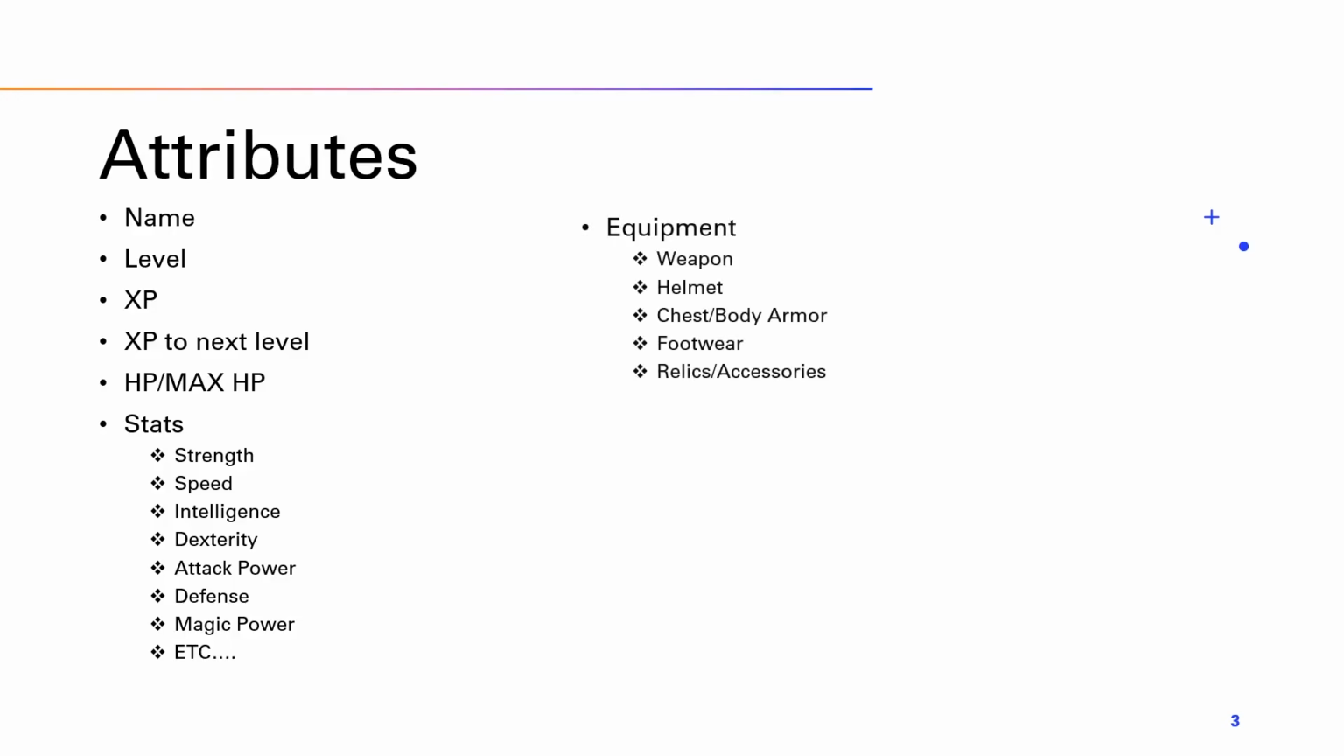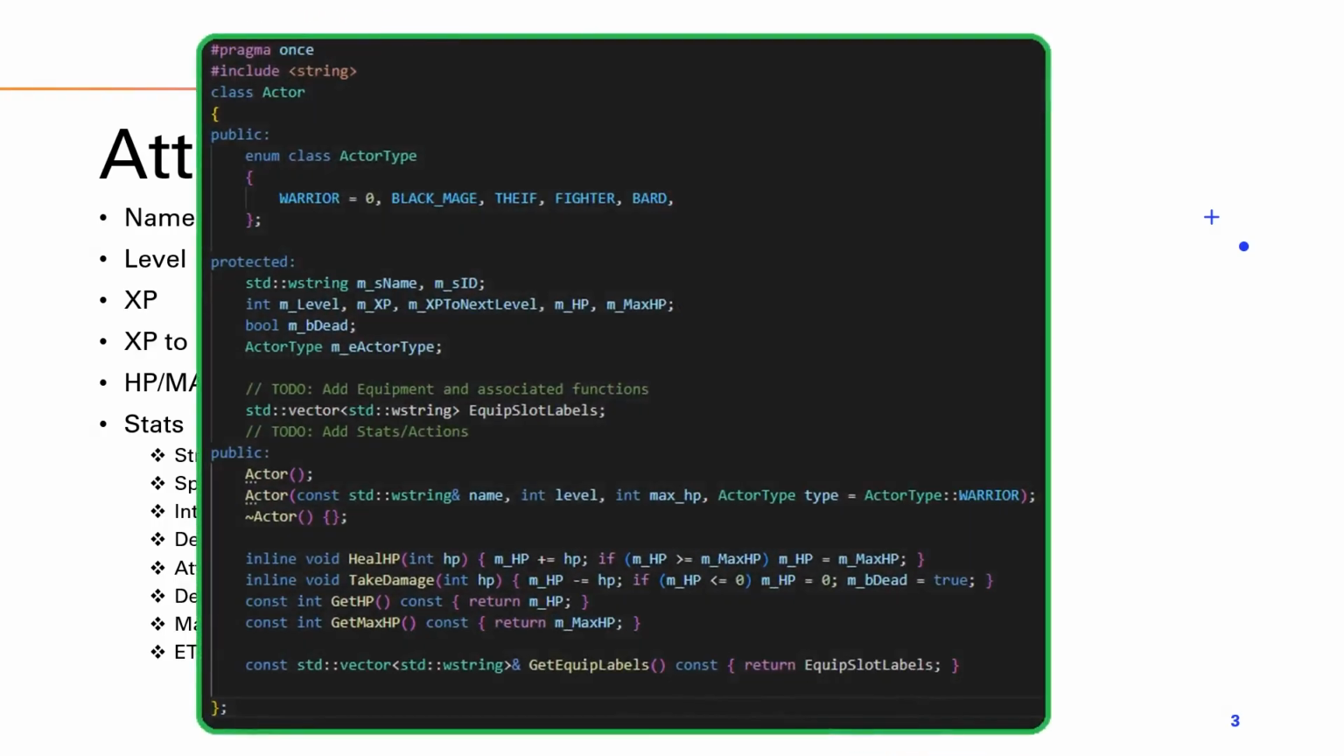The actor will also have equipment. The equipment will be held in different slots: helmet, weapon, chest, body, footwear, and accessories. Here's a little mock-up of what the actor class is going to look like. It's missing a lot of different things that we're going to have to put in there, but if you take a look here, we have the actor type. Right now we just have warrior, black mage, thief, fighter, bard. Is it going to stay that way? I'm not sure. That's just what I put up right now.